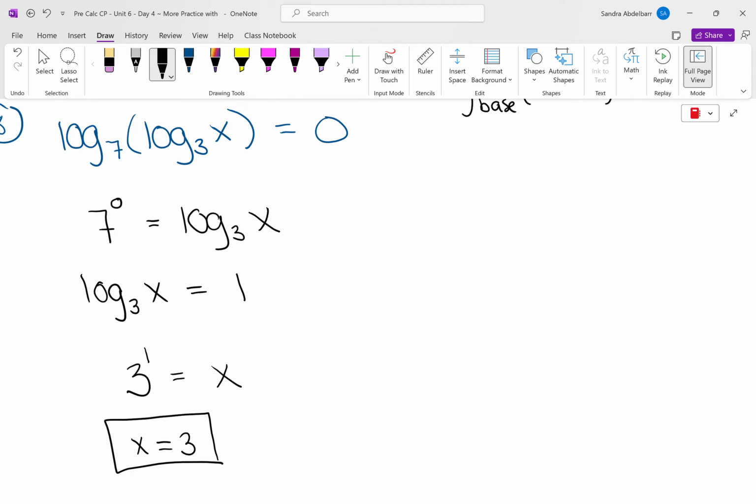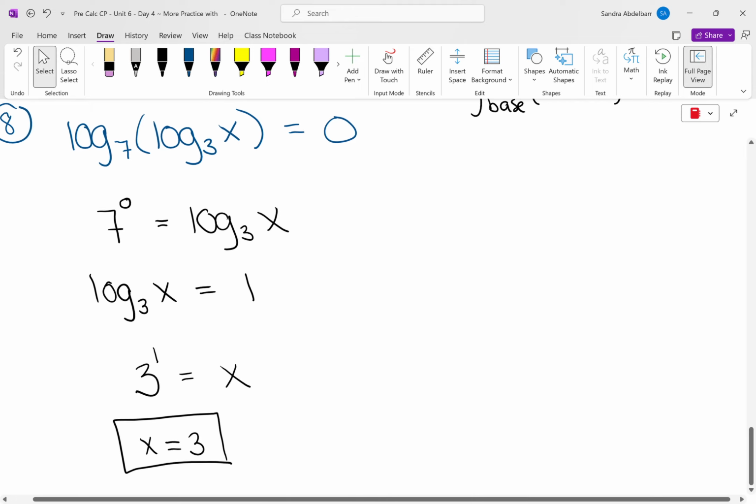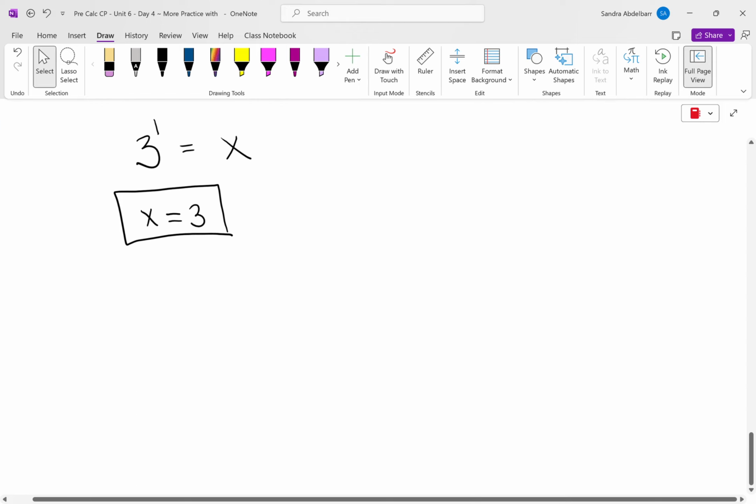Nico, this is what you were always asking me. Like, are we ever going to solve for the argument? Are we always just going to solve? This is it. We solved for the argument. Let's try another one. How about you guys try this one?